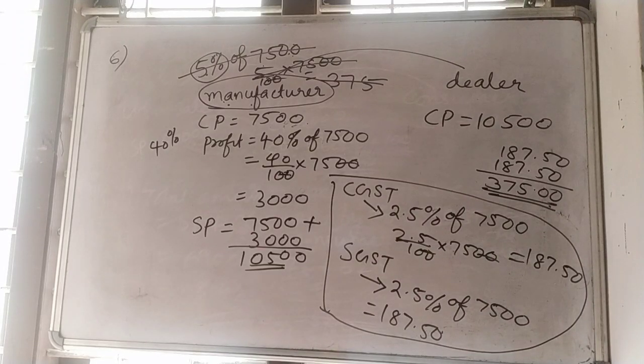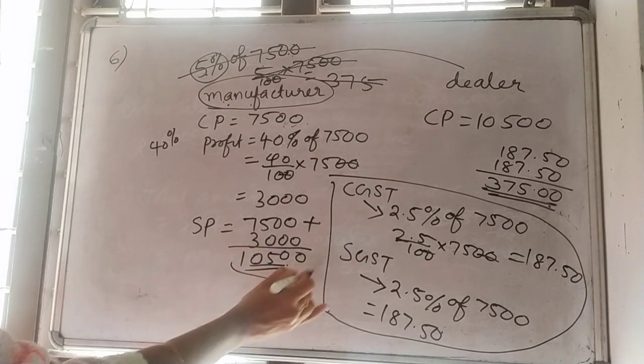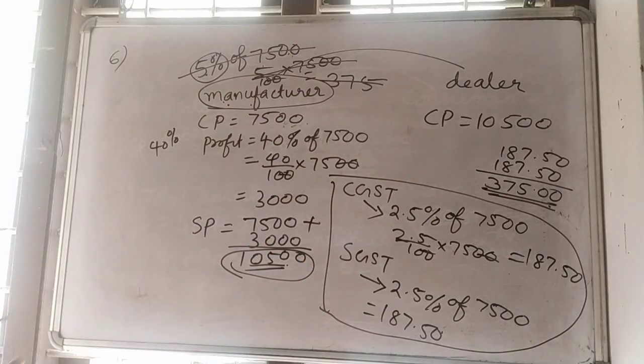Then the second part is output tax collected by the manufacturer. Output tax collected by the manufacturer means here the selling price is 10,500, so we have to do it with 10,500. The rate of GST is 12%. Read the question carefully: if the purchase and the sale are both intra-state and the rate of GST for the finished product is 12%, so that GST changes to 12%.